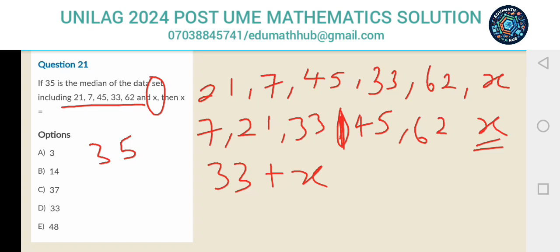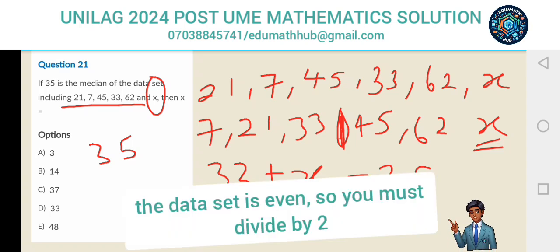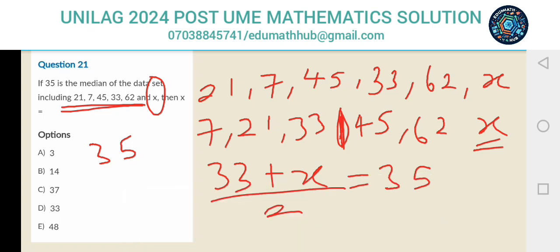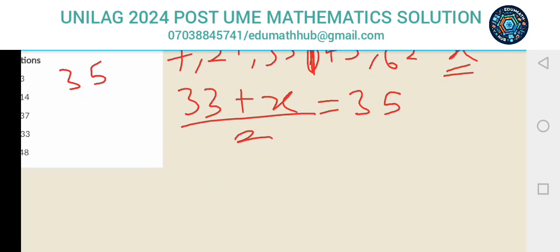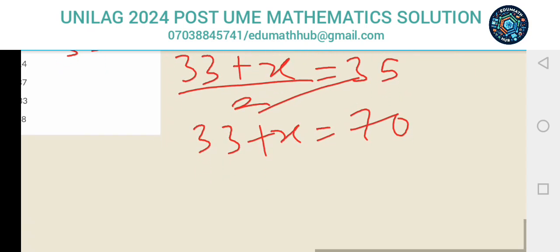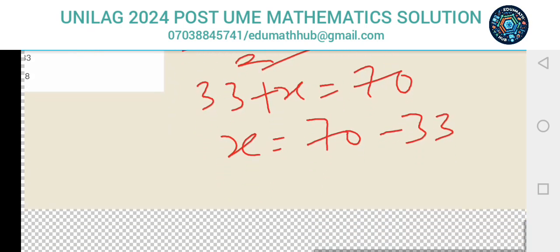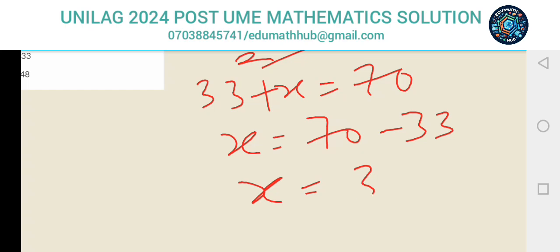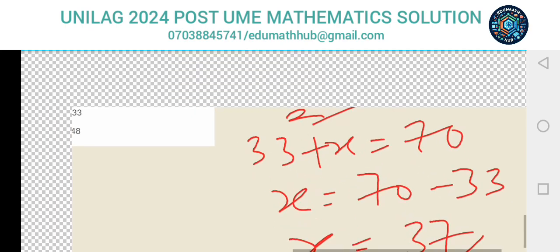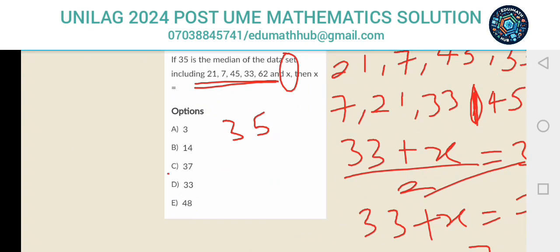So 33 plus x divided by 2 will give us 35. We are dividing by 2 because the data set has 6 values. So you have to divide by 2 because 2 data will be in the middle. Then continue the working from there. You're going to get 33 plus x. 2 times 35 will give you 70. Then from here, x is equal to 70 minus 33. Then x is equal to 37. So go to your option and pick 37 as your answer.